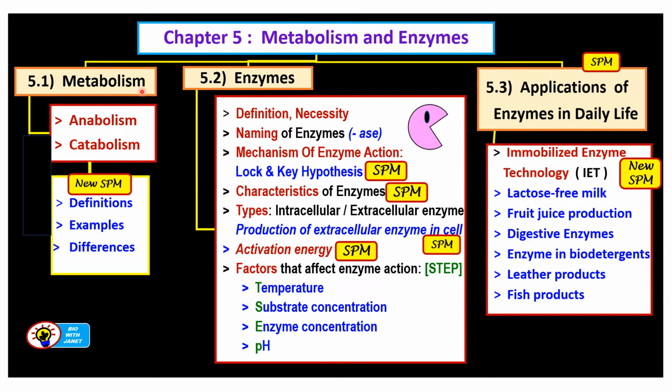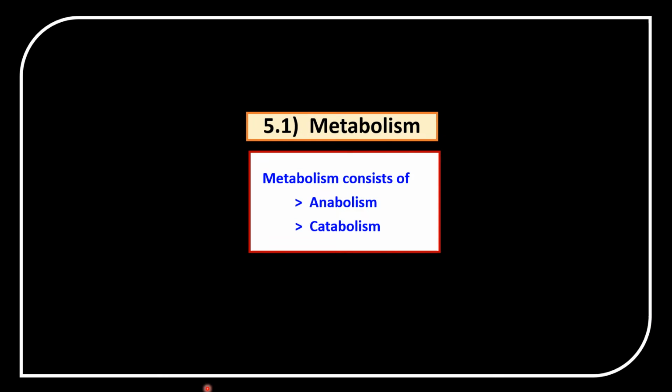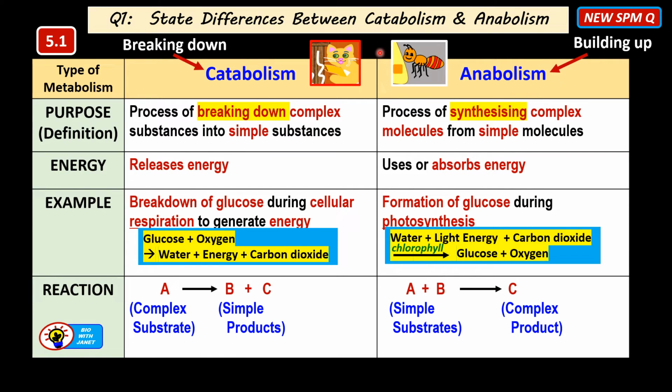So we'll start with metabolism first of all. 5.1 Metabolism. We'll be discussing anabolism and catabolism. Here is a useful table to discuss the two different types of metabolism, catabolism and anabolism. First, the memory aid: for catabolism, think of the word cat. A cat likes to scratch furniture, so it breaks down furniture. So catabolism has to do with the breaking down of complex substances.